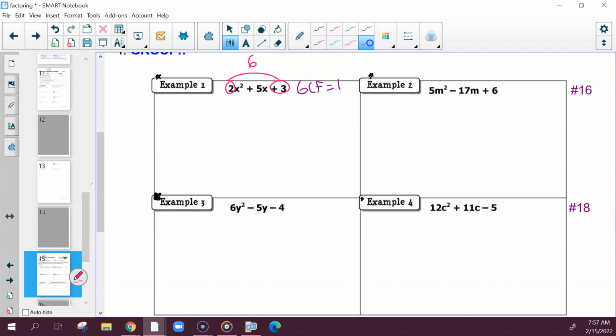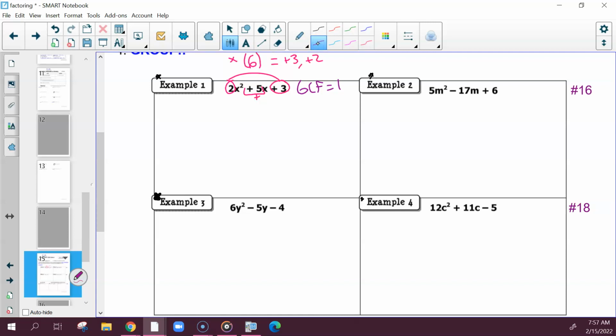And we now need factors of 6 that would multiply to be 6, but add to be 5. What are two numbers that would multiply to be 6, but add to be 5? 3 and 2.